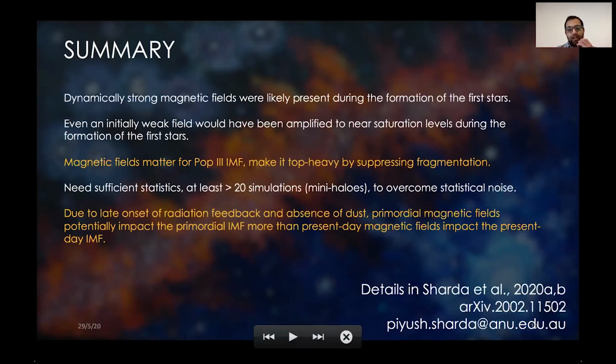And the details of how all of this works are in a couple of papers. One of them is already on arXiv, and the other one will be on arXiv soon as well. So thank you very much for listening, and I'm happy to take any questions.